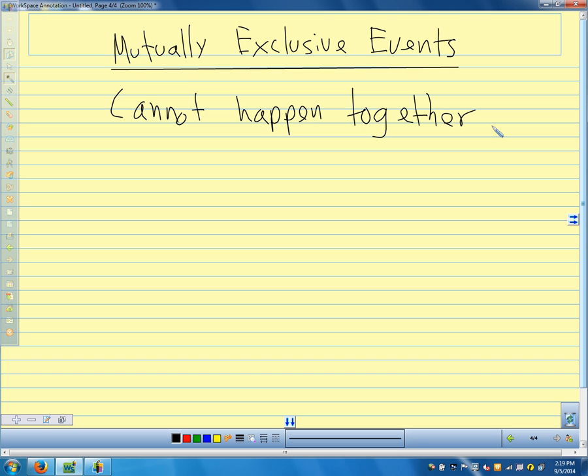So if we're talking about events that cannot happen together, if A and B are mutually exclusive events, how would we write the probability of A and B? They can't happen together. What's the probability of something that can't happen? It's impossible. Like flipping a heads and a tails in one flip of the coin. No, they can never happen.